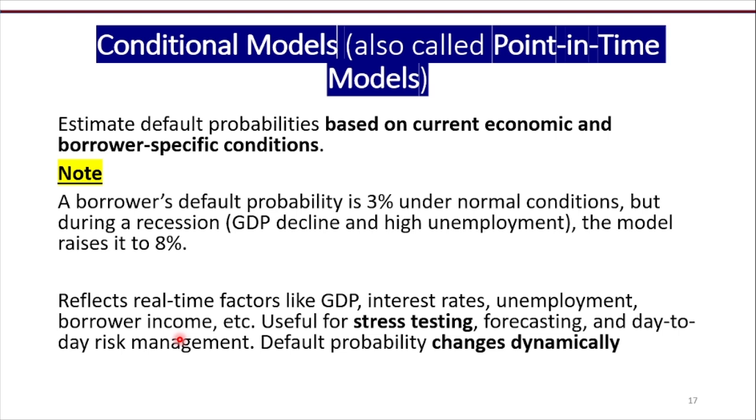Okay, let's move toward the next topic, which is conditional models, also called point-in-time models. What are conditional models? They estimate default probabilities based on current economic and borrower-specific conditions. What it says to us: a borrower's default probability is 3% under normal conditions, but during a recession, with GDP decline and high unemployment, the model raises it to 8%.